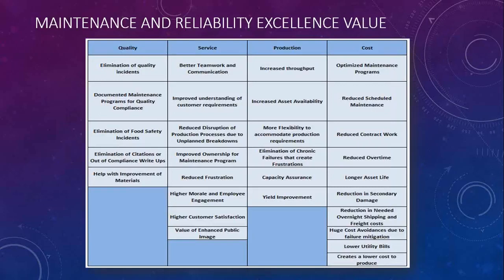On the production side, of course, those are the easier ones: increased throughput, increased asset availability, more flexibility, eliminating chronic failures, those types of things. Yield improvement's a big one. The cost bucket is too, but I don't think we brag about it enough. Optimizing the PM programs and reducing scheduled maintenance. The Ultra Probe has done wonders reducing scheduled maintenance for us, and becoming efficient at our routes frees us up even more to do more work.